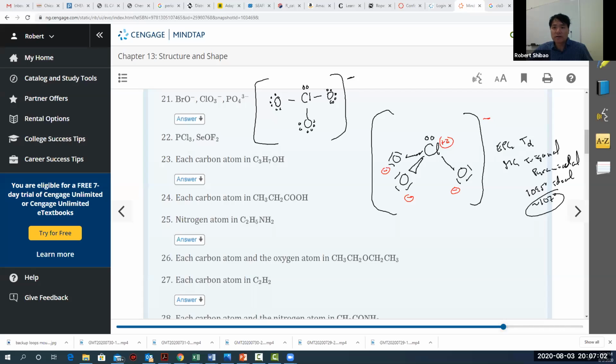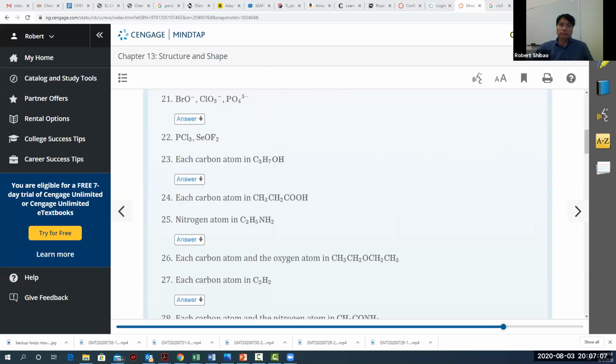Okay, let's look at phosphate next and clear the drawings here. Phosphate: phosphorus has 5 electrons. Oxygen is 6, but we have 4 of them, so 4 times 6 is 24 electrons. And then the 3 minus charge, so -3 charge is +3 electrons. This is going to give us 32 electrons altogether.